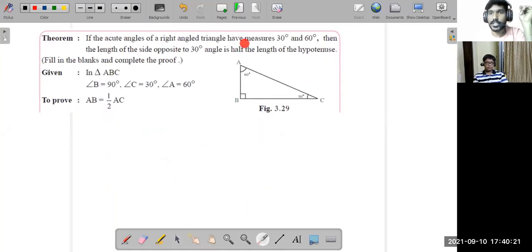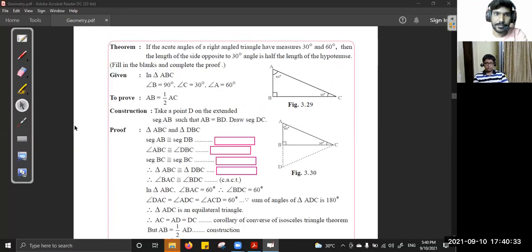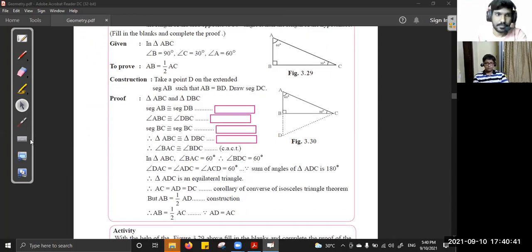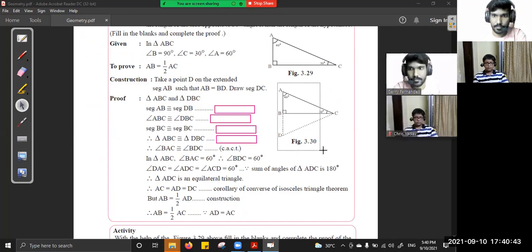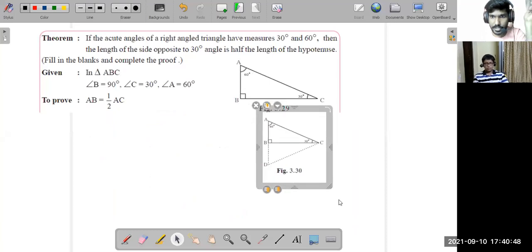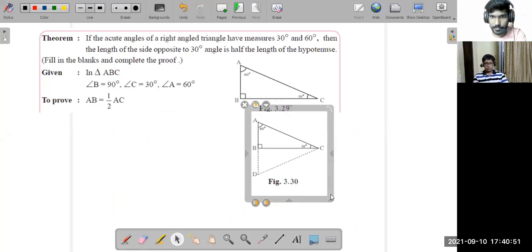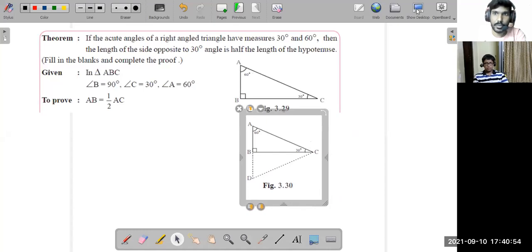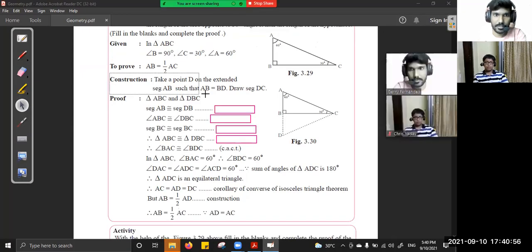So the theorem states that in a right angle triangle, if one angle is 90 degrees, one is 60 degrees, and another is 30 degrees, then the side opposite to 30 degrees is half of the hypotenuse, and the side opposite to 60 degrees is root 3 upon 2 times the hypotenuse. So let's see the construction. Before starting with the proof, we have to do a construction.